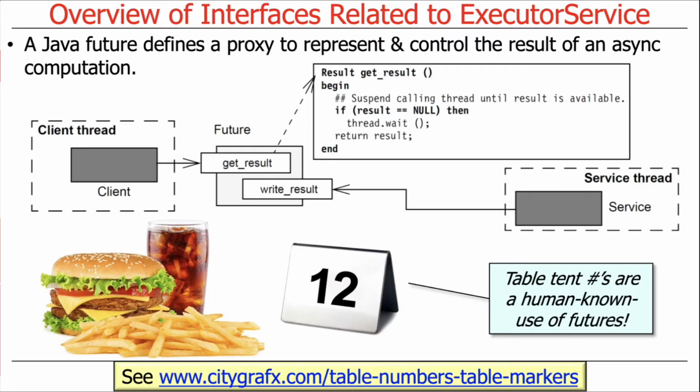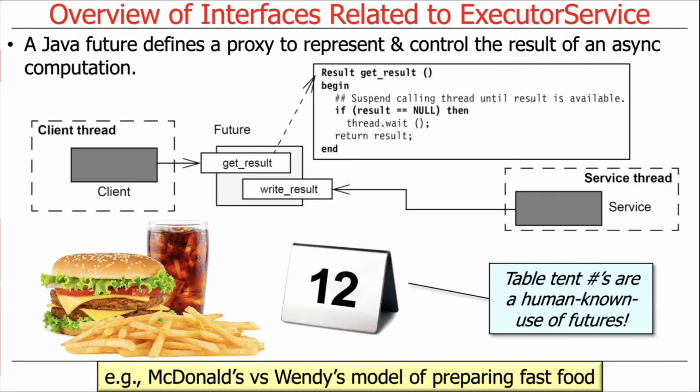Well, as you know, I love human-known examples of everything. So this is my example. Table tent numbers or their paper equivalents are good examples of human-known uses of futures. And let's see if we can talk about this.